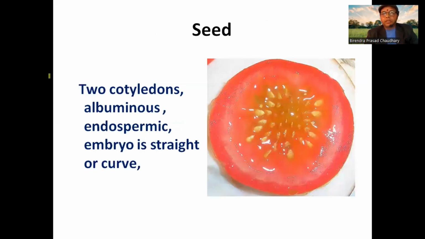Next thing is the seed. You can see, this is the seed of Lycopersicum esculentum, tomato. The seeds are dicotyledonous, meaning they have two cotyledons, and albuminous. Albuminous means those seeds in which some portion of endosperm remains as residue even after the germination of the seed. The embryo is straight or curved, meaning the embryo has a straight or curved shape. So these things we have to study about the seeds of the fruits in the plants of this family.